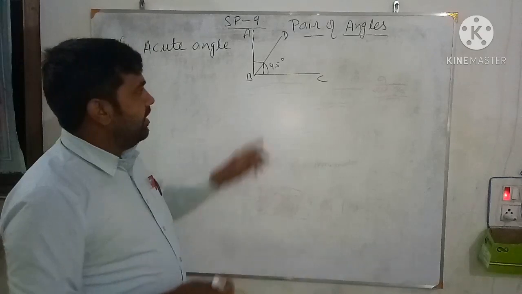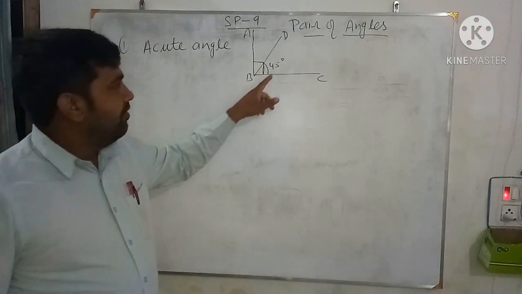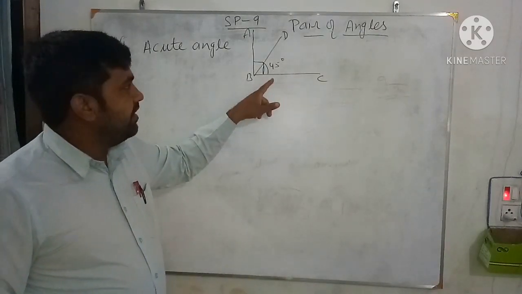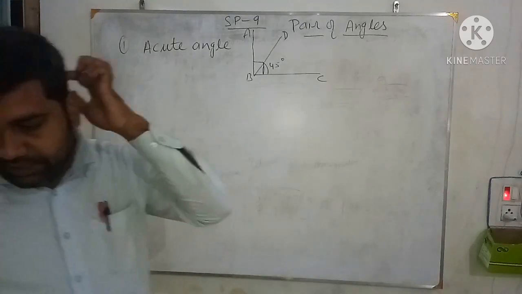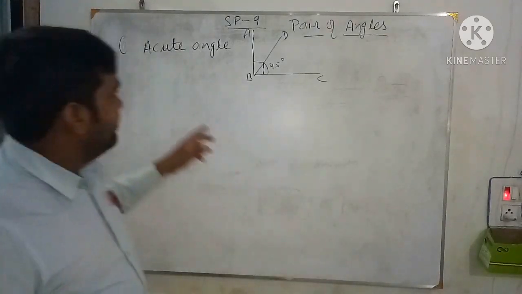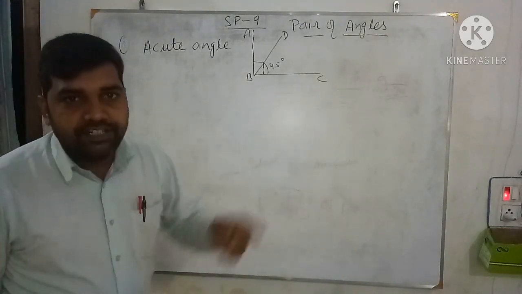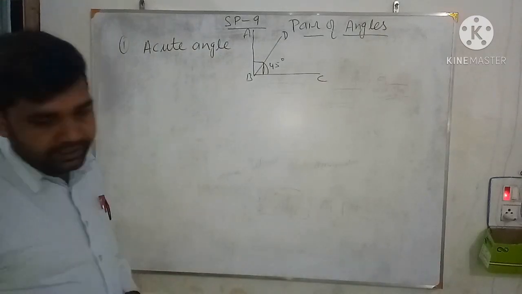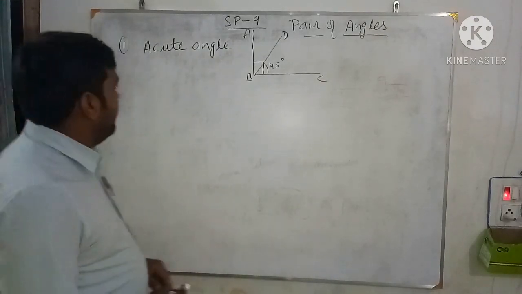So the measurement of angle 45 degree, that is less than 90 degree, is called an acute angle. So what is the acute angle? The measurement of an angle less than 90 degree is called an acute angle. Now next is the obtuse angle.